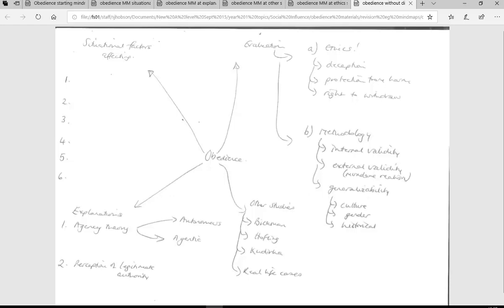Third one is about external validity in terms of generalizing. How far can we generalize from this research? Well, there are criticisms over cultural differences, gender differences, and historical validity. So if we take these one at a time, cultural differences: if we are to be able to generalize this in terms of culture, we should find all nations all across the world should have similar percentages.